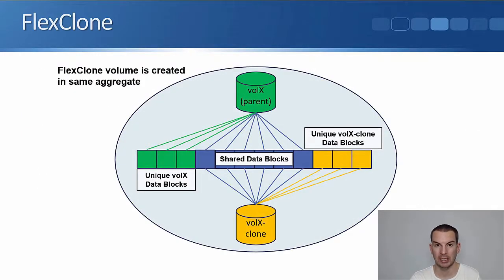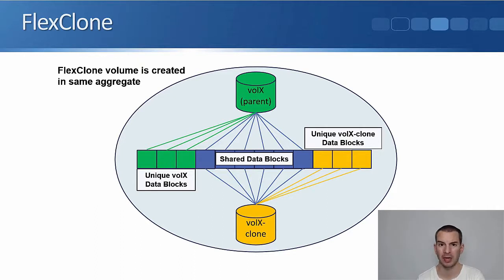Looking at it in the diagram here, you can see that I have got my parent volume, which is vol.x, and I've made a FlexClone volume of vol.x, and I named it vol.x clone. When I first make the FlexClone, it will be exactly the same as the parent, so it will be all shared data blocks. I'm only going to have one copy of the blocks on disk. The FlexClone volume just uses the snapshot pointers.